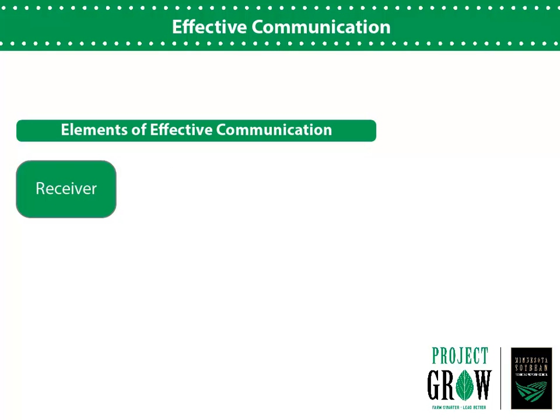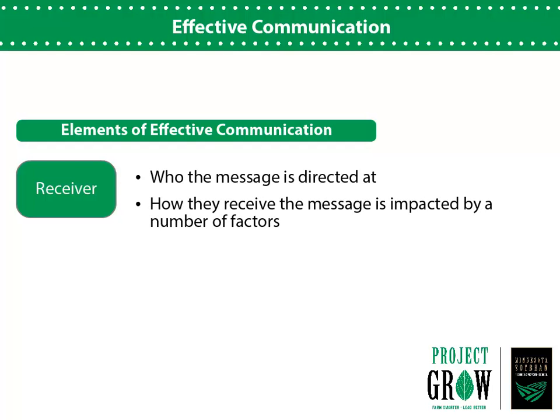Next is the receiver. This is the person who the message is directed at. How a receiver receives the message is impacted by a number of factors. They could be impacted by the knowledge of the individual regarding the message, how open they are to receiving the message, environmental factors, and more. An example of a receiver could be one of your coworkers as you explain instructions about a new piece of machinery, or it could be that company receiving your letter about that bad experience. The receiver in this example would be the person reviewing the letter that you had submitted.